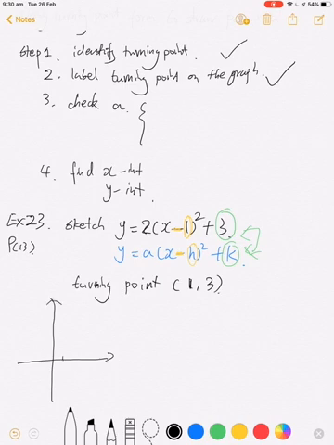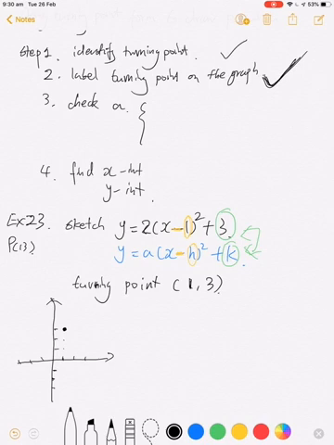And let me do 1, 2, 3, 1, 2, 3. Okay, make the scale, try to make the scale accurate. So now 1, 3. So 1, 1, 2, 3. Okay, so that's my turning point. So we finished this step 2.